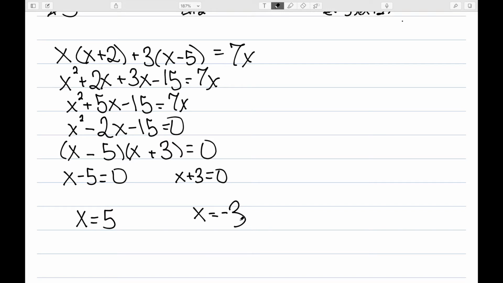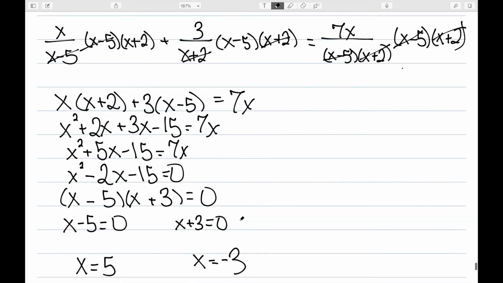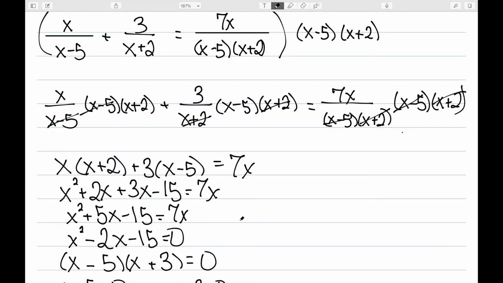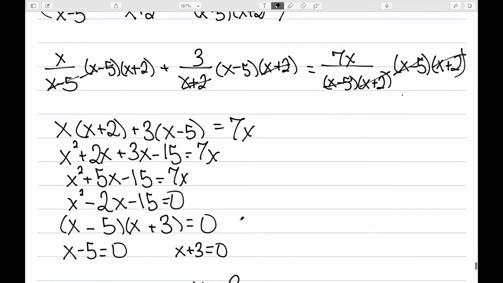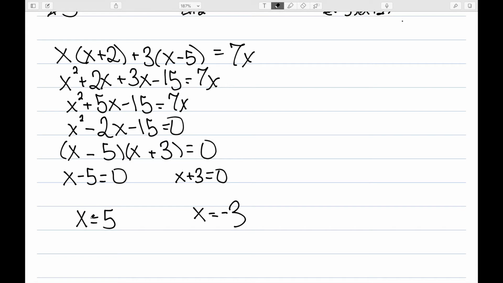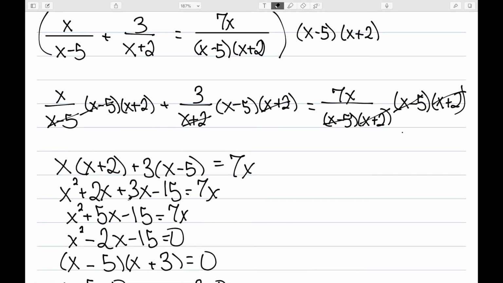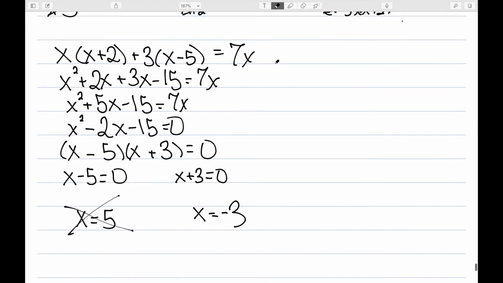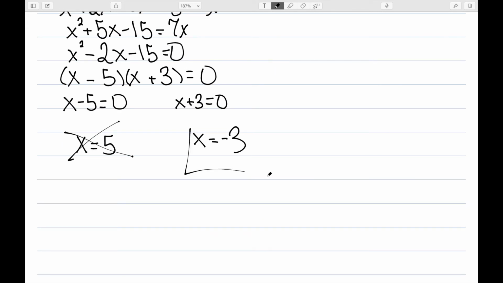But once again, we need to double check. So if I go back up, a solution of 5 means my very first fraction becomes 5 over 0. So that's bad and not a solution. X equal to negative 3 would give me a negative 8 on the bottom and a negative 1 on the bottom. Here I would have negative 8 times negative 1, both of which are perfectly fine. So here I only have one solution, x equal to negative 3.